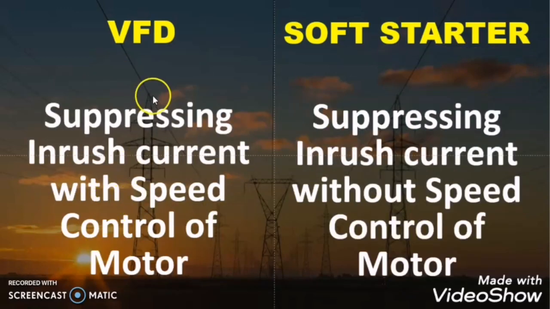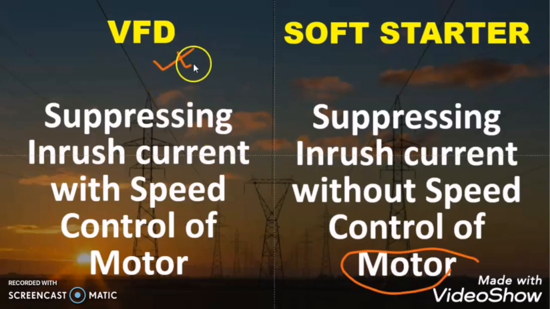The fourth difference between the VFD and soft starter is that VFD suppresses inrush current with speed control, but the soft starter suppresses the inrush current without having any control on the speed. What does it mean? Let me explain this one. As in the VFD video, I clearly discussed that we are generating a controlled AC supply, meaning with a controlled voltage and controlled frequency. And by this we are controlling the speed of the motor.